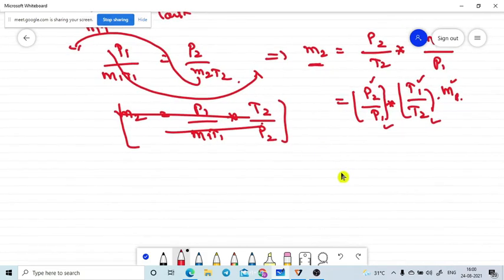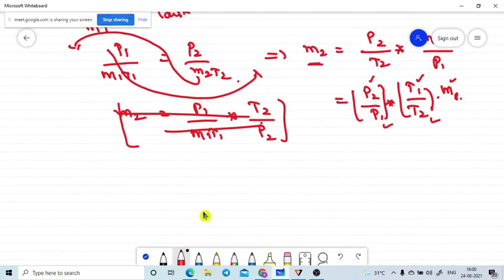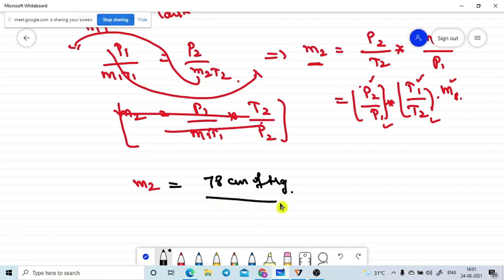What have they given as the P1 value? Could any one of the students please tell me the P1 value? Here is the P2. So M2 is equal to the P2 value, 78 centimeter of Hg. You need to write all the units. P1 value is 76 centimeter of Hg, into T1.